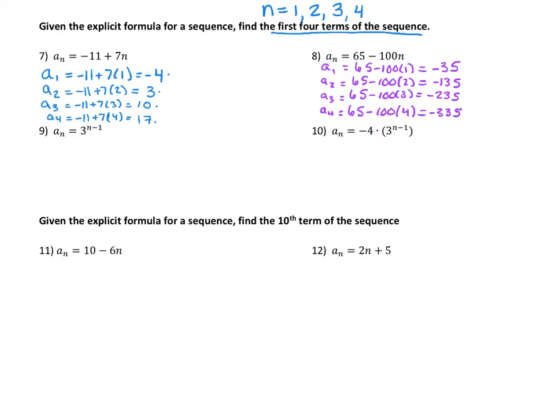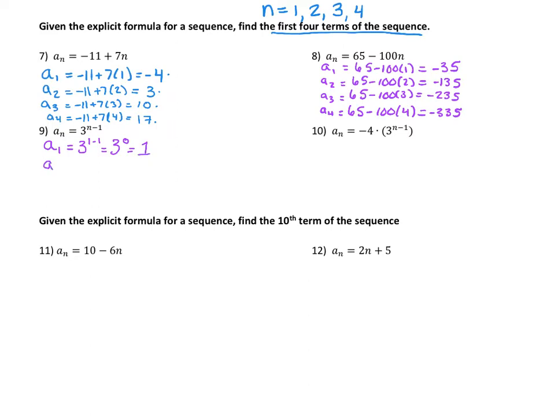All right, 9's a little bit trickier. When I go to find A1, I'm going to have 3 to the 1 minus 1. Well, I want to do this subtraction up top first, so I'm going to actually have 3 to the 0 power. And then I'll plug that in my calculator, or if you remember it from our exponent unit, anything to the 0 power is 1.